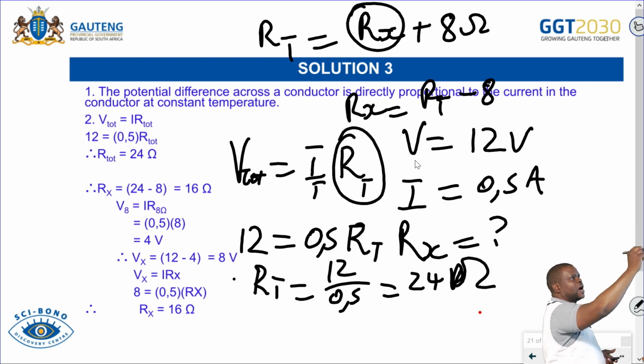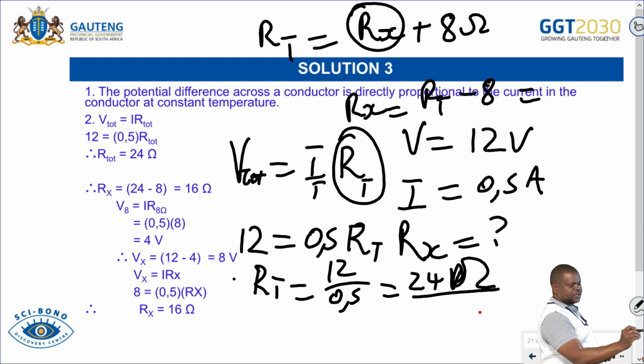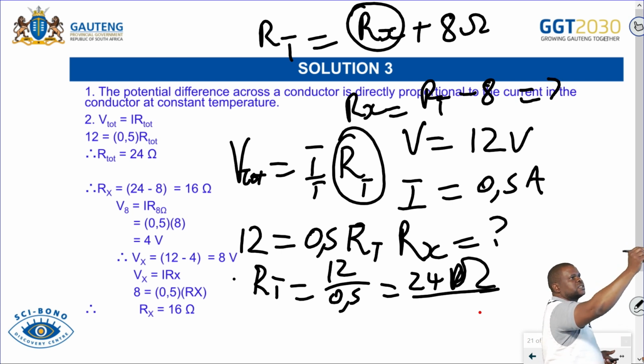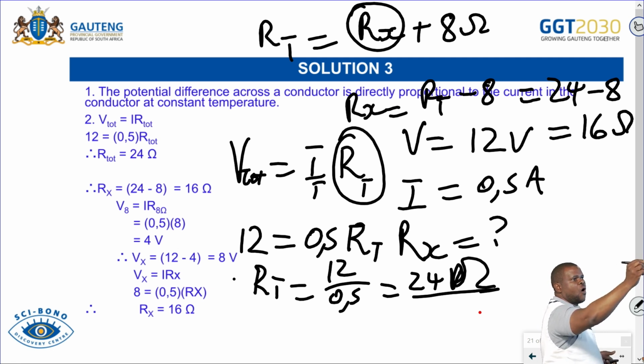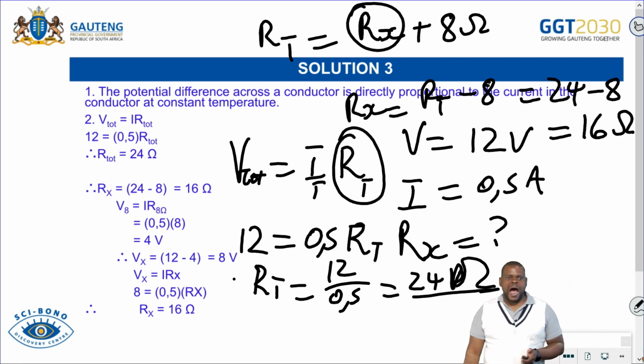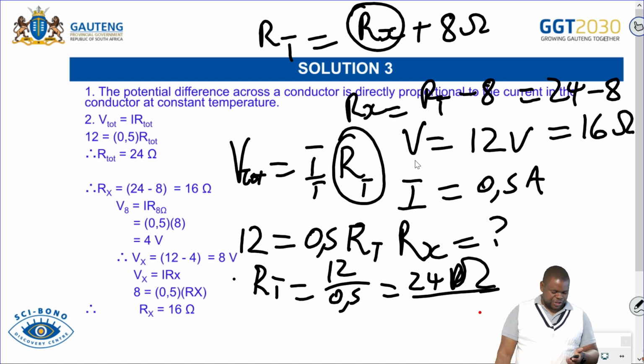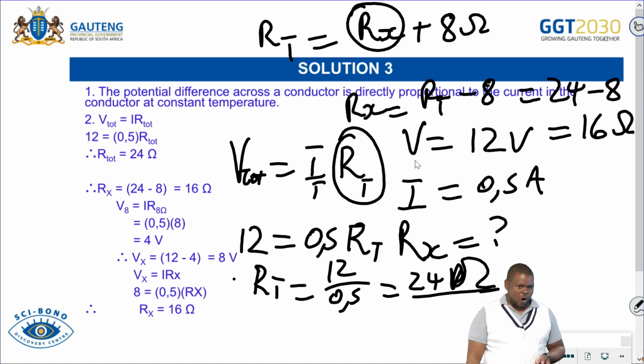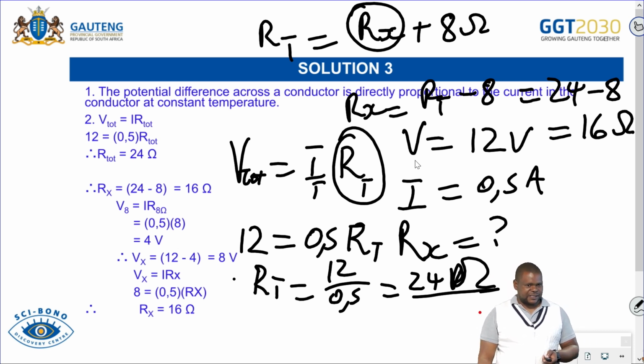Then we're going to get what? R total we know is how much? Is 24. Then we're going to say 24 minus 8, which is giving us what? 16 ohm. That means our Rx is 16 ohm. Next, grade 11s?